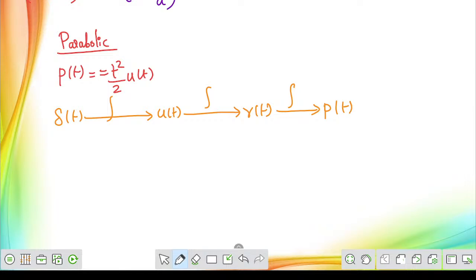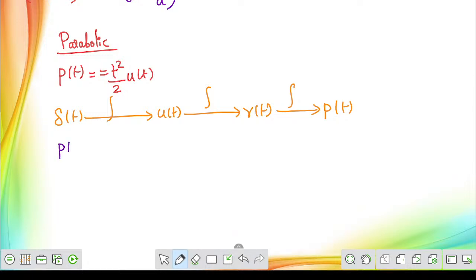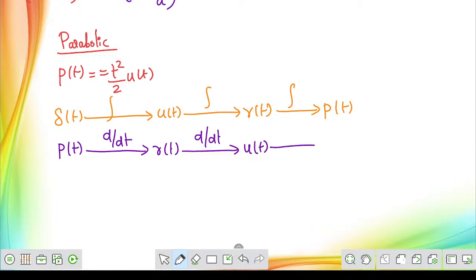Now the reverse process: I have the parabolic signal. If I pass it through a differentiator, it becomes r of t. Passing it through the differentiator again, it becomes u of t, the step signal. Once again, through one more differentiator, it becomes the impulse signal delta of t. Understand?